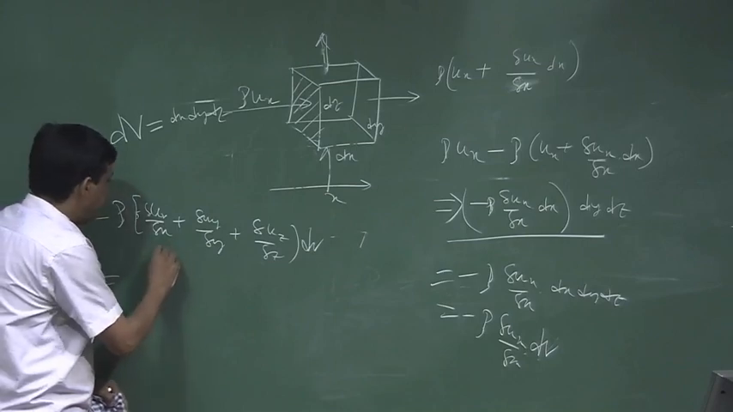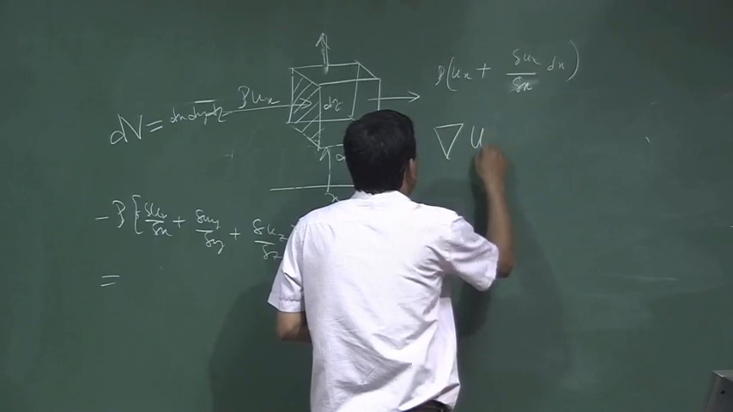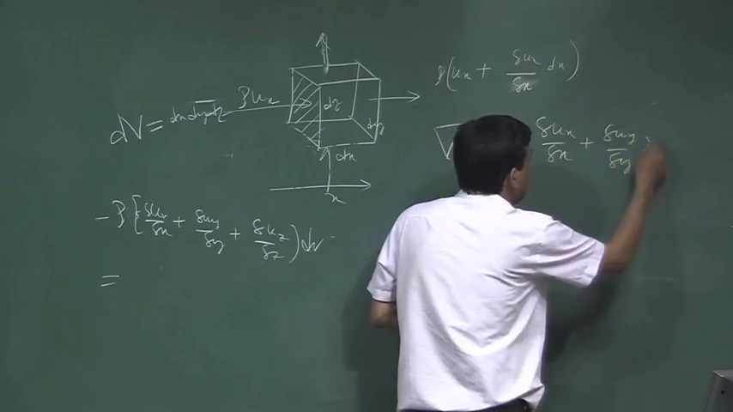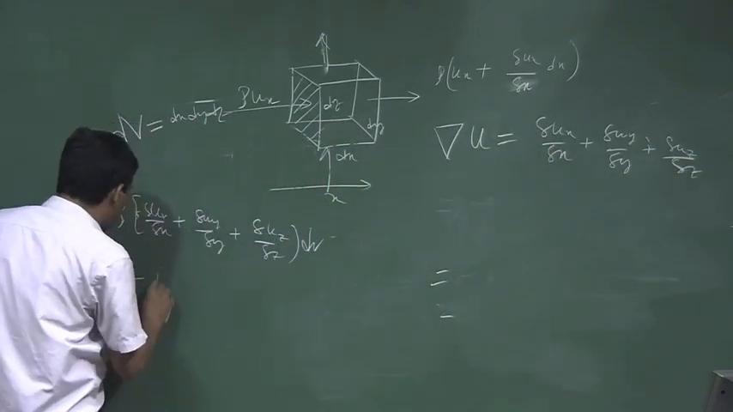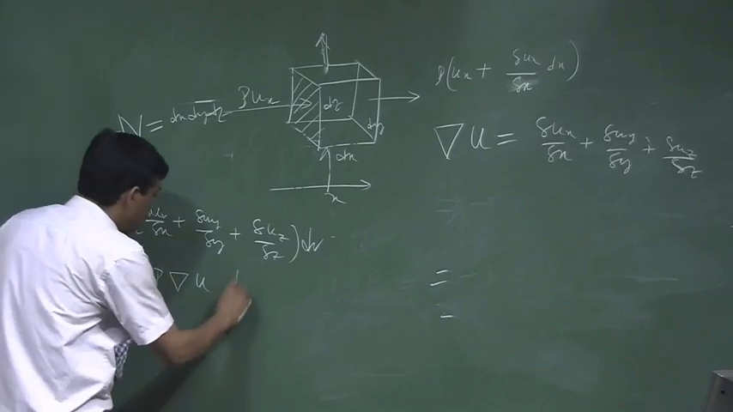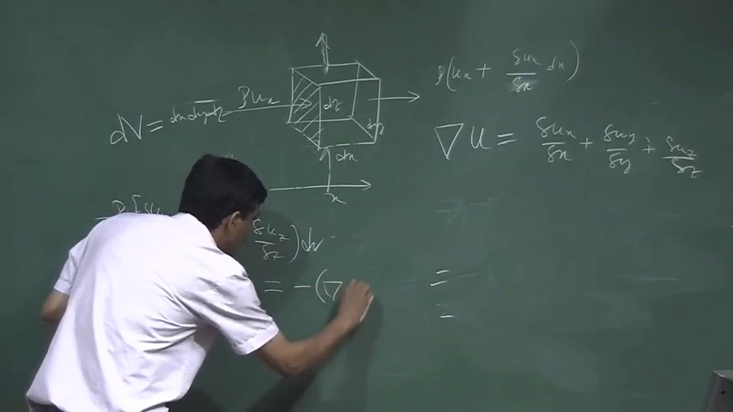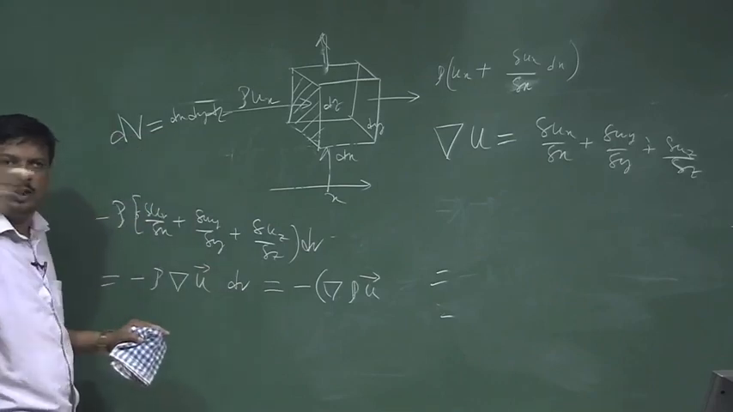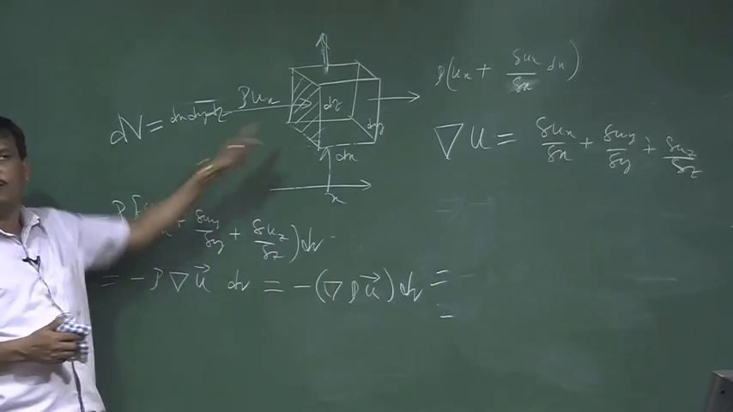The divergence of u is del u x by del x plus del u y by del y plus del u z by del z. So this equation is minus rho, divergence of u, into dV. So I can write minus divergence of rho u, where u is a three-dimensional vector u x, u y, u z, into del V, as the total mass increase in that volume.